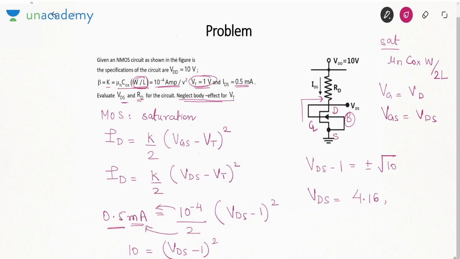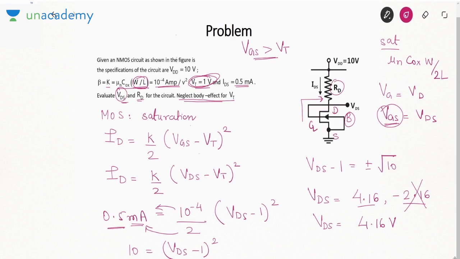or VDS equal to 4.16 or minus 2.16. Now VGS and VDS are both the same, and VGS cannot be negative, otherwise it will be less than VT. For the transistor to be on, the gate to source voltage must be greater than VT. So this value cannot be used. VDS is 4.16 volt.